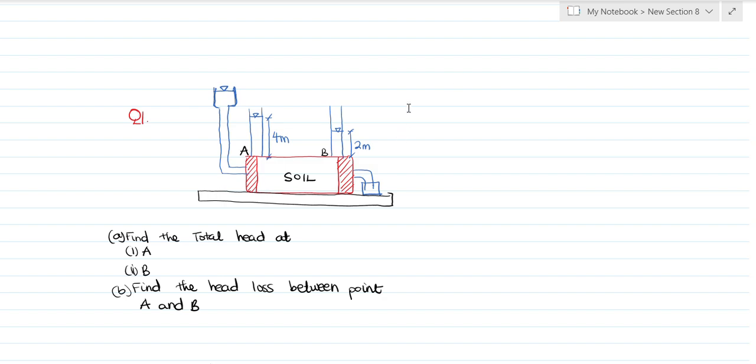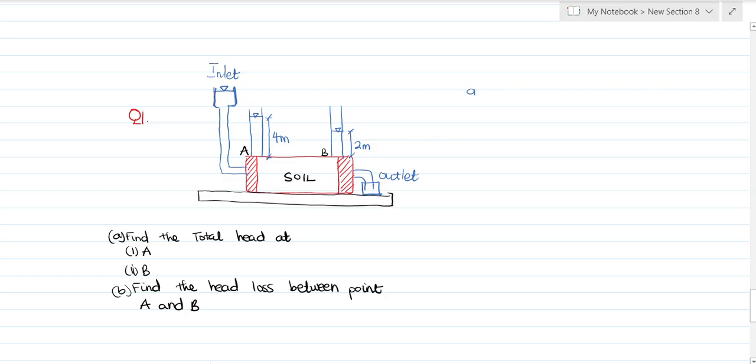This question that we have here. In the question, we have a system that has soil within it, and there is a water inlet. So, this is our water inlet, and this is the water outlet. The water flows through the soil. At point A, the piezometer, the water rises 4 meters in the piezometer. At point B, the water rises 2 meters.